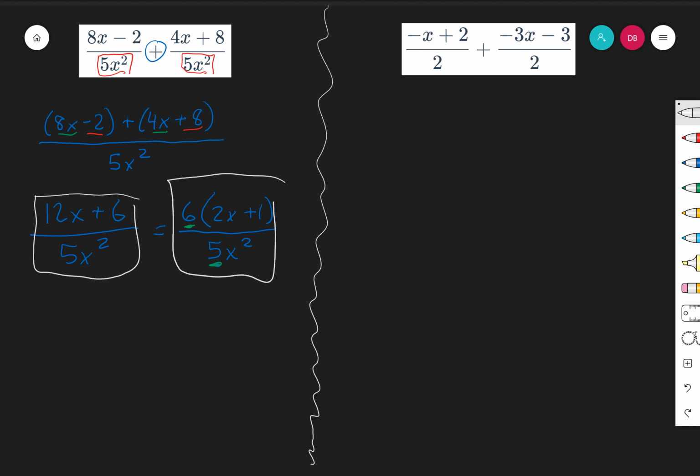Okay, so let's look at the second one. It also has a common denominator, so it's sort of the same thing. It's also addition, so this is just another example. We'll pull the numerators together. So it'll be negative x plus 2 plus negative 3x minus 3, and that will all be over 2 because of the common denominator.